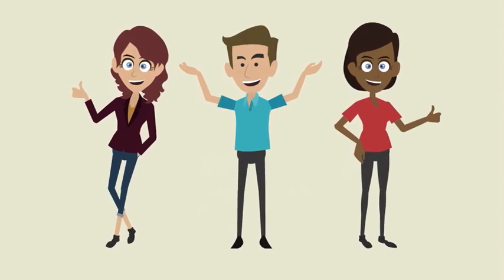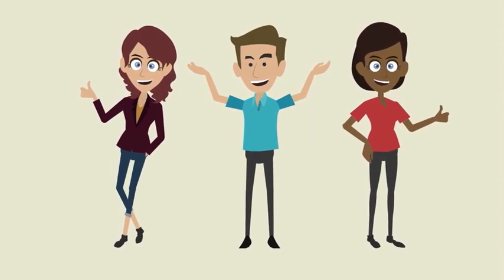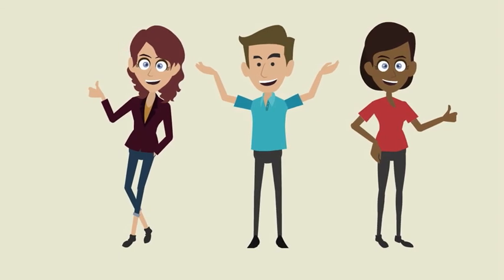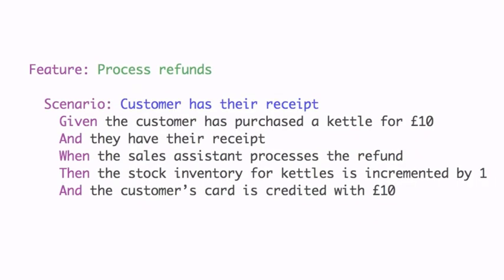Once all 3 Amigos are happy that they understand the story, then you can start translating your examples into something that Cucumber can understand. Here's one of our examples written out in Gherkin, the specification language for Cucumber.